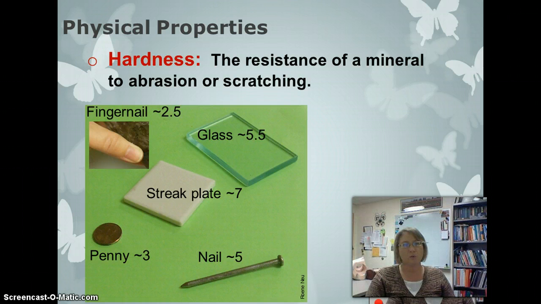If the mineral scratches the glass plate, then we know that we have a mineral that is at least as hard as the glass or harder. So we would say it's somewhere around a 5.5 or greater. If it will not scratch the glass plate, then we will say it's somewhere between a 5 and a 5.5 and move on.